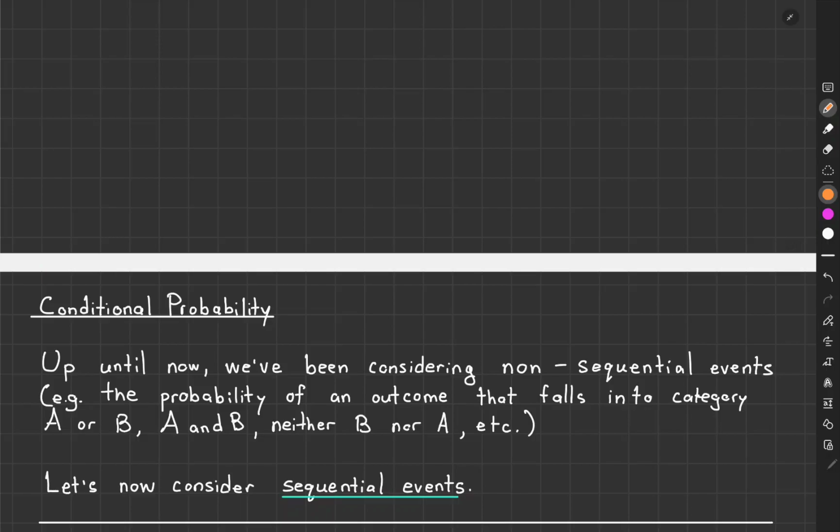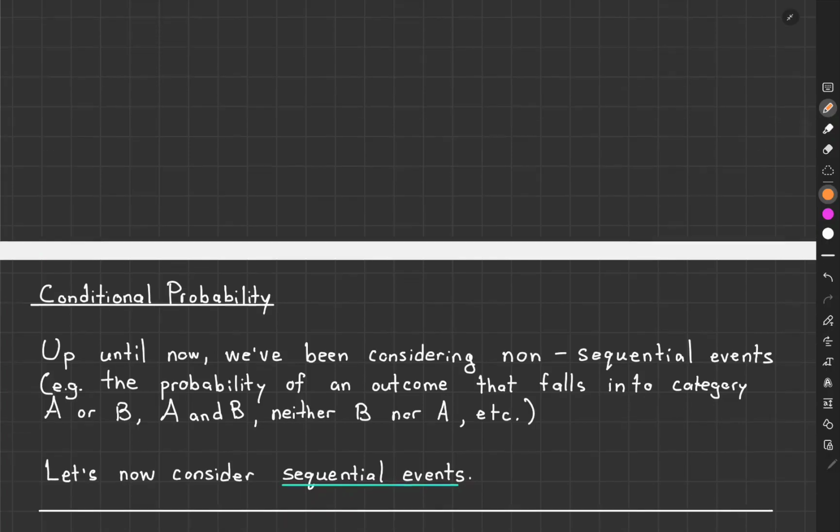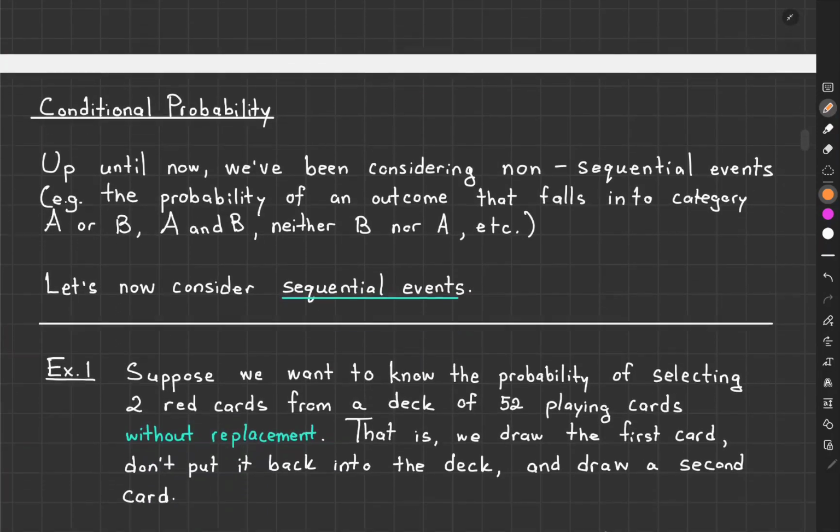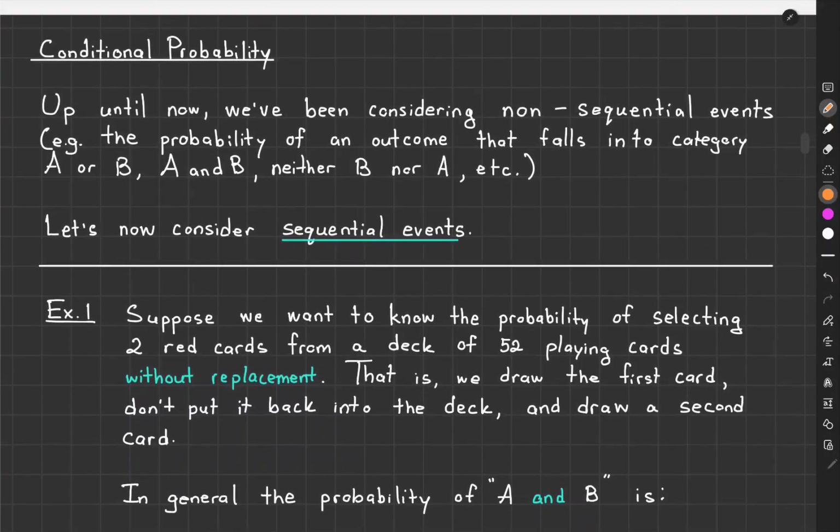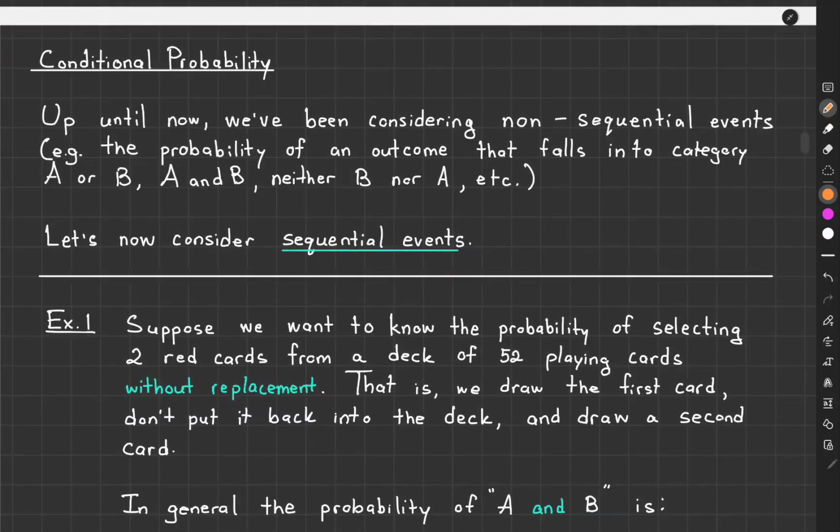But in real life, you're going to get this sort of situation. So let's consider sequential events. Let's see how this looks. This first example says, suppose we want to know the probability of selecting 2 red cards from a deck of 52 playing cards without replacement. That is, we draw the first red card and don't put it back into the deck, and then we draw a second card.